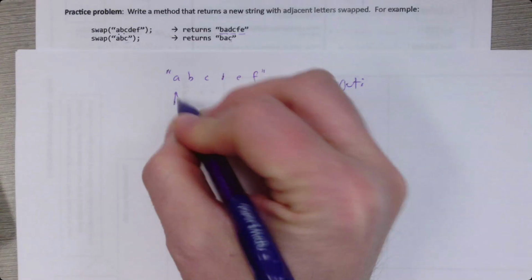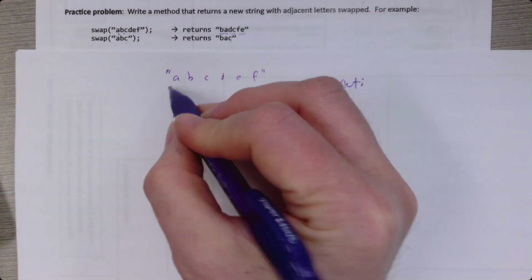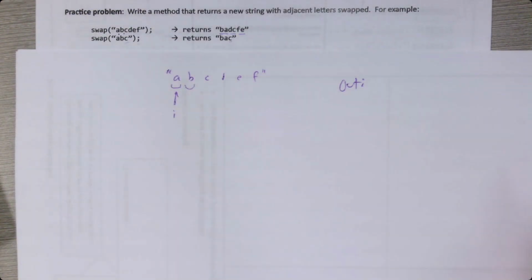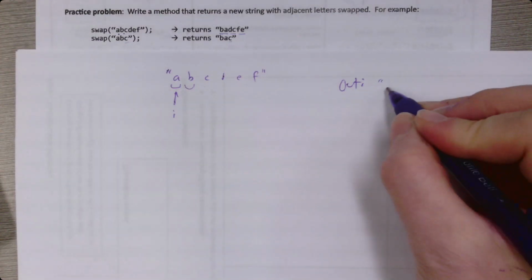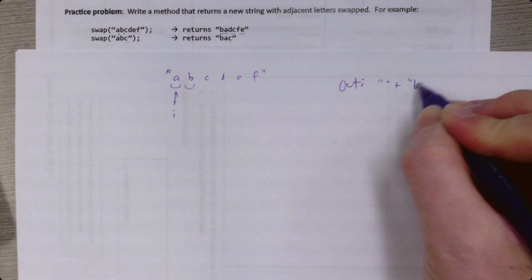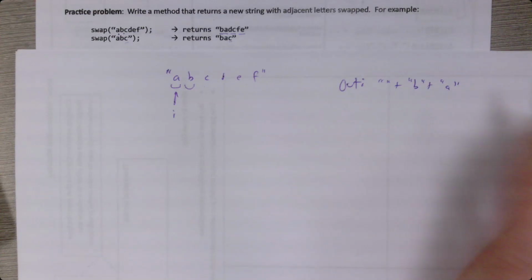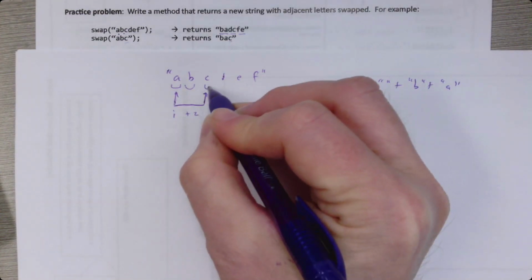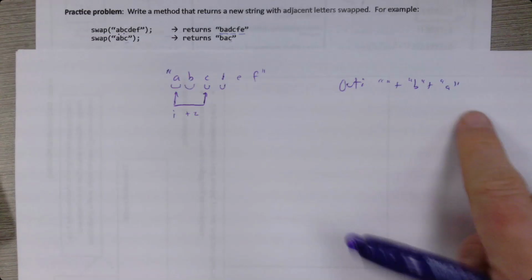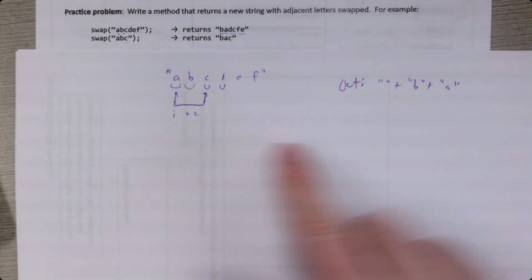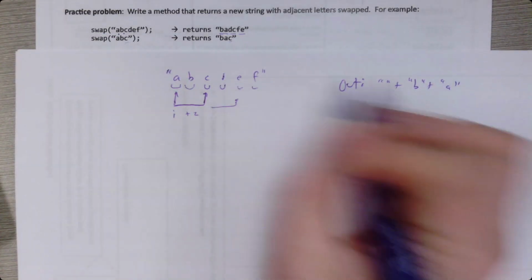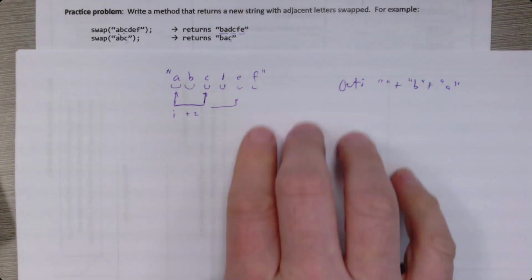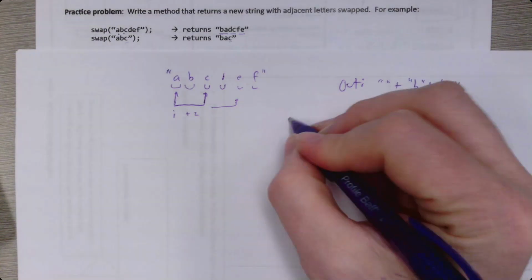So I'm thinking I could start here. I could get the letter at i and get the letter at i plus 1. But then I would add them to the output string in reverse order. Then I'd skip i by 2. And then I'd get out the next 2 letters, and I'd add them in the reverse order. And then I'd skip by 2, and I'd add them in the reverse order. So in my mind, that's the kind of pseudocode.